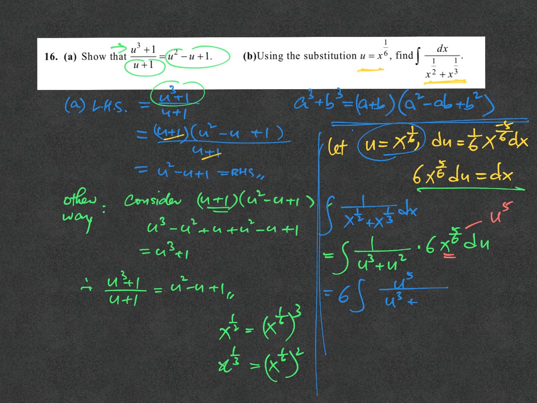At the bottom you will have u cube and u square. And after cancellation, you can cancel u square up and down. And lastly, you have divided by u square, you have u cube on top. You change another color, u cube, and at the bottom you have u plus 1 du finally.